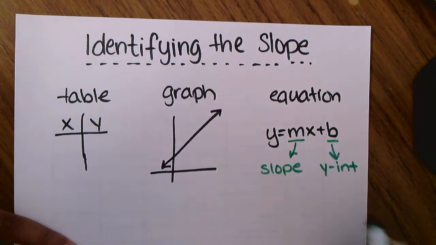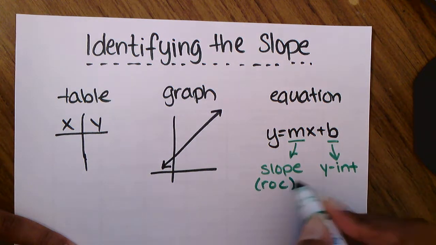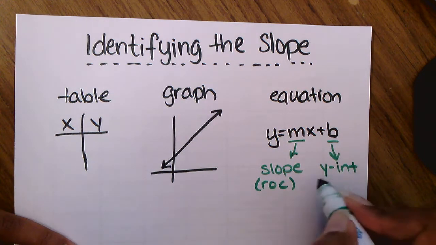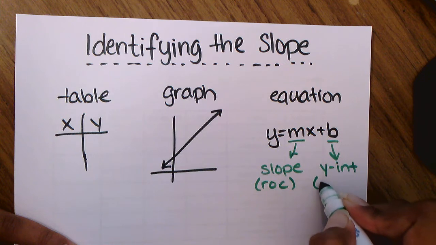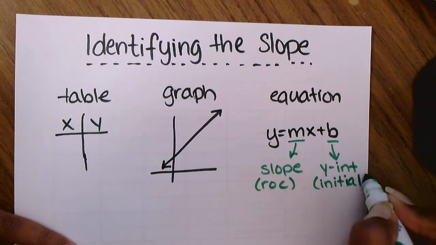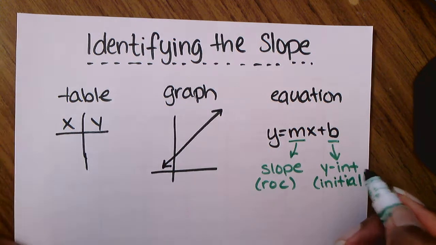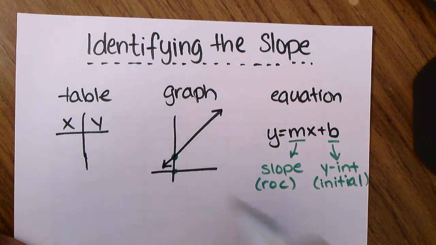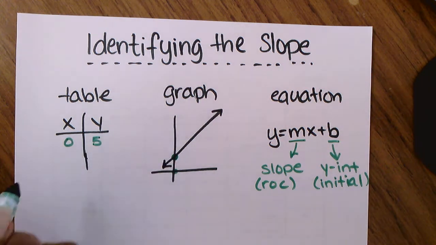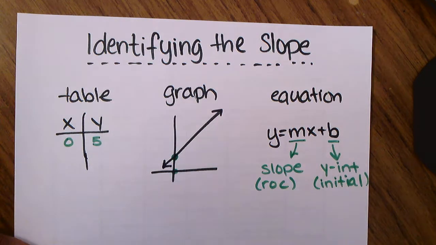So we can also think of your slope as your rate of change. I'll just abbreviate that ROC, your rate of change or your average rate of change. And your y-intercept is your initial value or your starting value, right? So when x is equal to 0, that's your y-intercept, right? Because when x is equal to 0, that's where your line crosses your y-axis. Okay, or if x was equal to 0, and let's say y was equal to 5, we would say that our b or our y-intercept, our initial value, is 5.